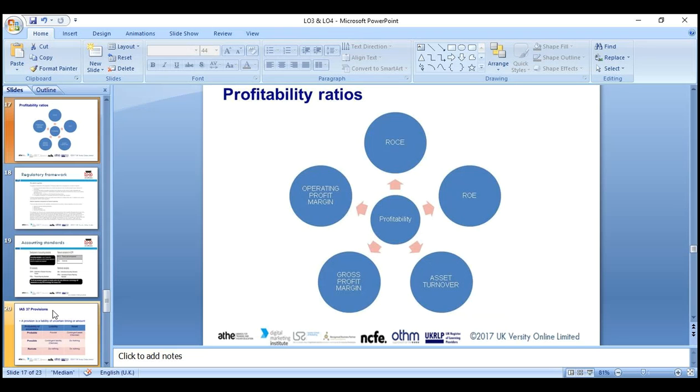So with all these ratios, we need to interpret the information, use it effectively, and measure the performance of the organization. That will help the users and stakeholders make effective decisions in future, so we can get more economic benefit. Any question?